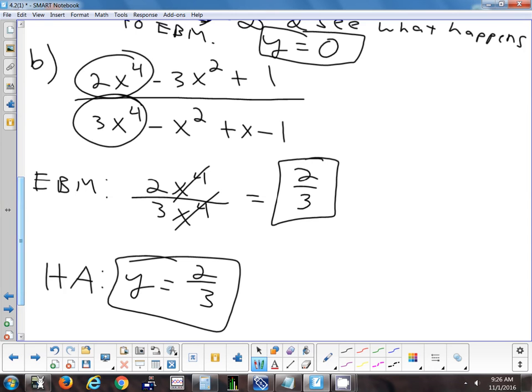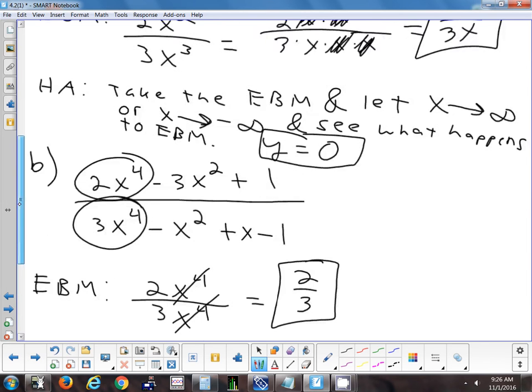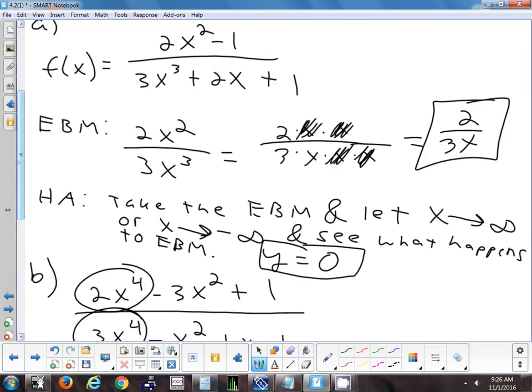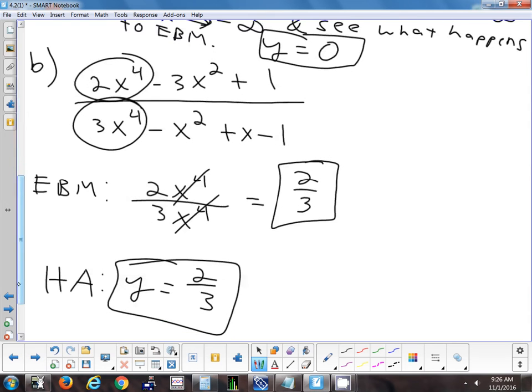So in the case where the exponents match in the top and the bottom, the EBM and the horizontal asymptote are the same. In the case when the degree in the top is smaller, then they're not the same. Asymptotes always have to equal numbers. There are never any letters in an asymptote. But an end behavior model can have a letter. It depends. Right, so any questions on the end behavior model or horizontal asymptote of that one?